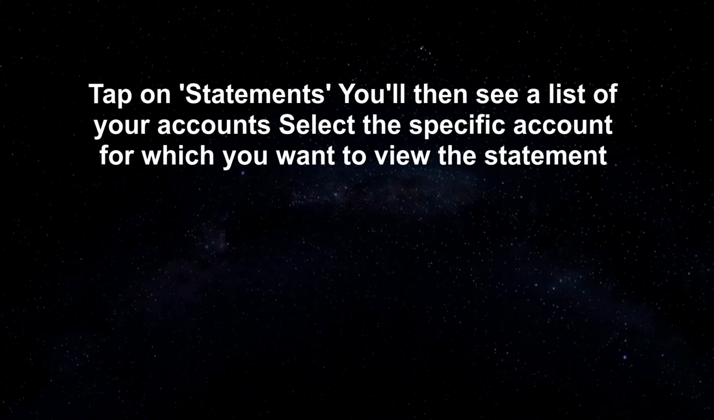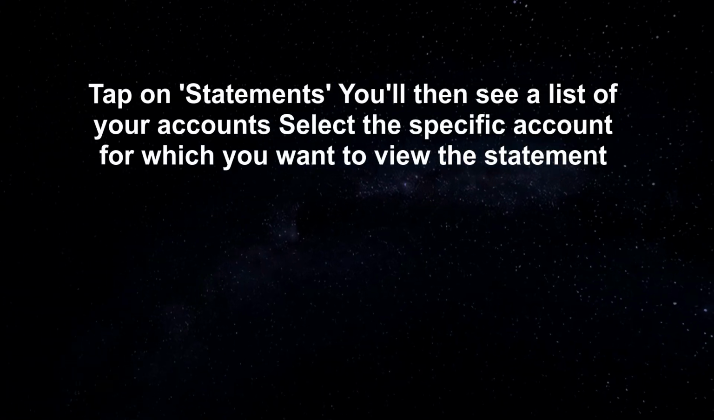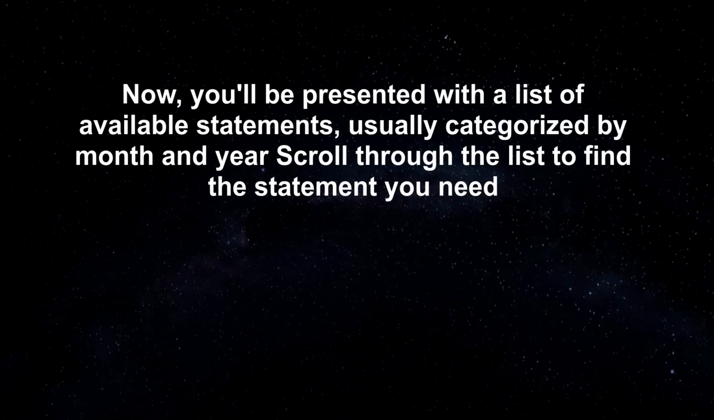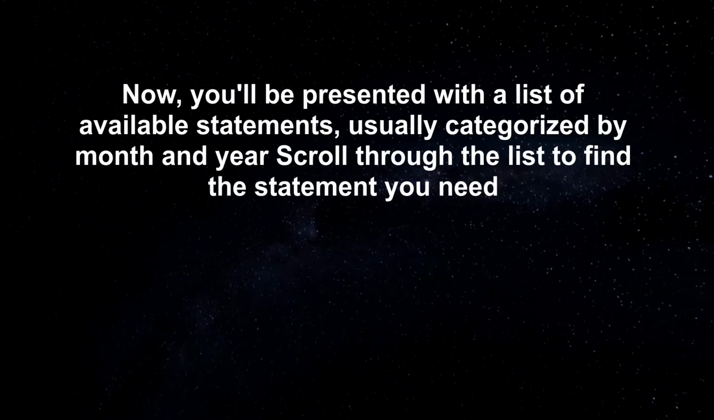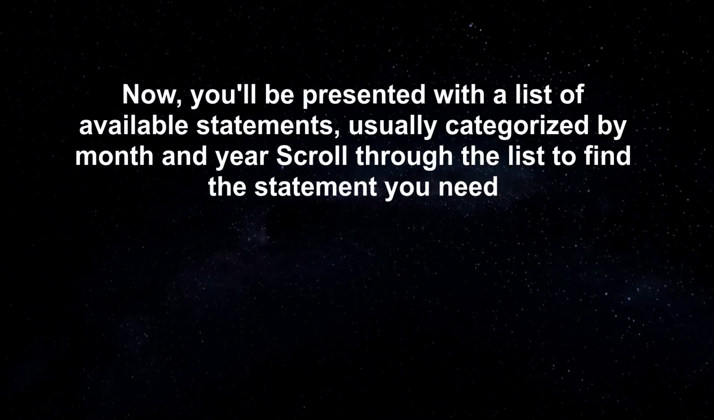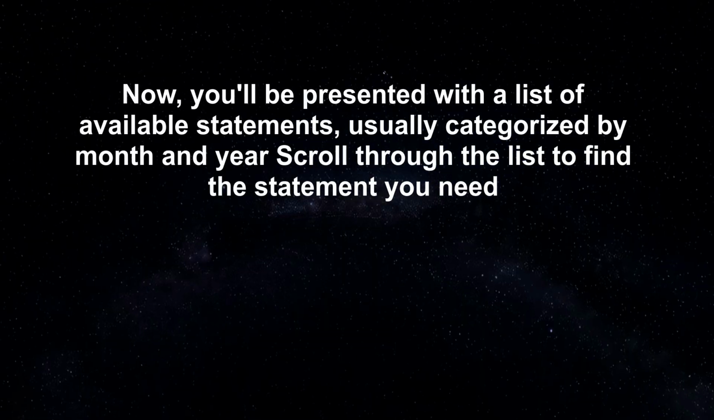Tap on Statements. You'll then see a list of your accounts. Select the specific account for which you want to view the statement. Now, you'll be presented with a list of available statements, usually categorized by month and year. Scroll through the list to find the statement you need.